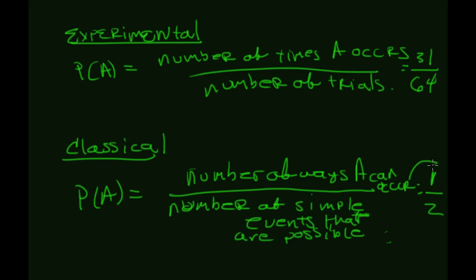Now note, here my coin toss came up as a 1/2. Here, because I'm taking this as an experimental, I could get 31 out of 64, which is not a 1/2. 32 out of 64 would be a 1/2. These numbers are related, but they're not the same. So when do they start becoming similar, and how are they related?